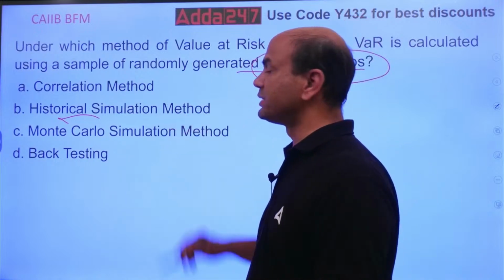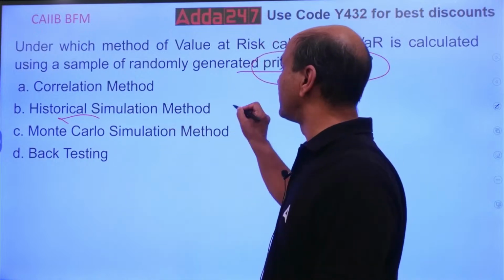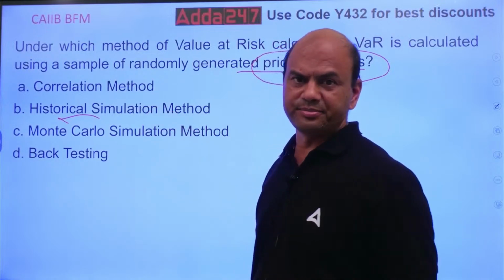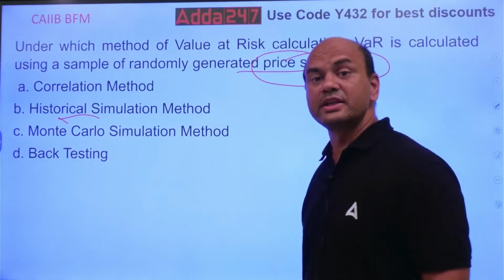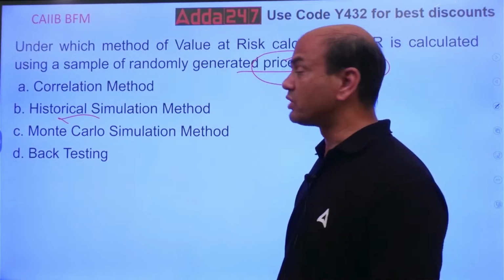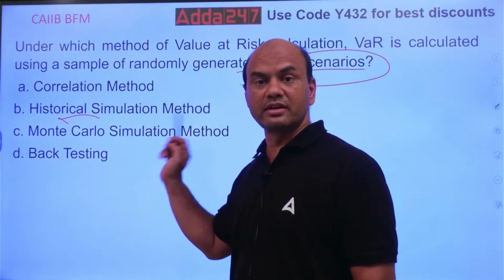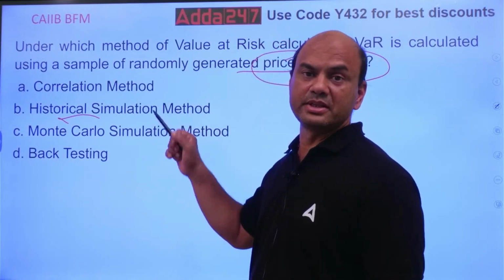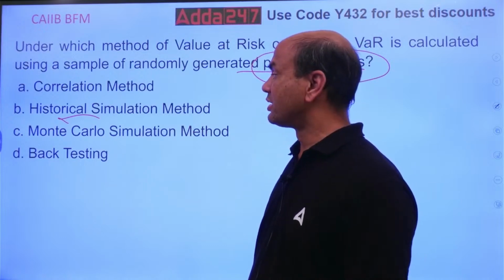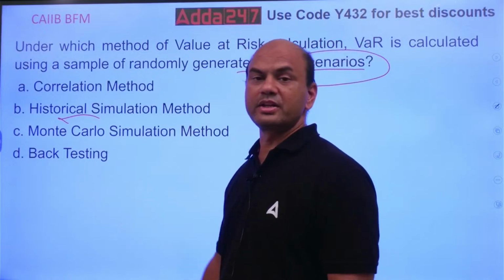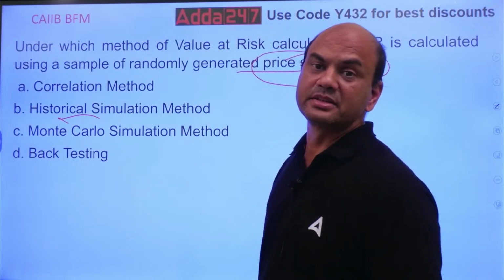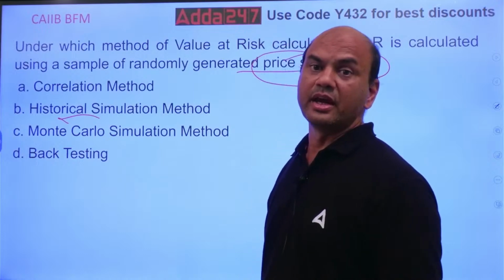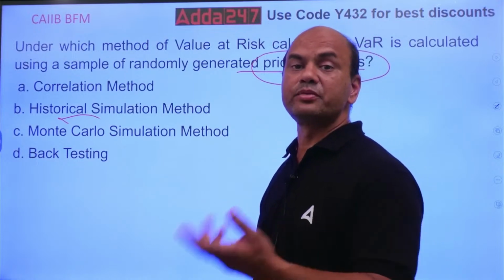So historical simulation method can basically be called backtesting and historical simulation. Roughly, they are related. Based on the history, the data from my last 20 years, 30 years, I take that data and do the simulation. Backtesting means again the same. I am taking the data for the last 10 years, and based on that data, I am predicting the future.